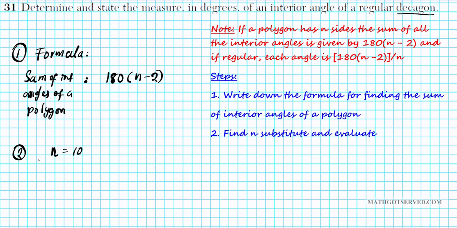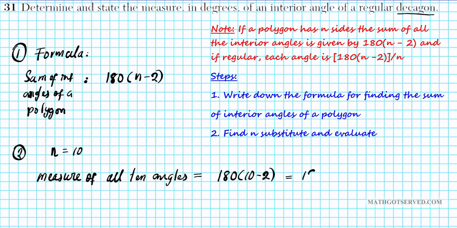Okay? So measure of all 10. I could have gone directly to the final formula, but there's something I want to highlight here. That's why I'm doing it this way. So you're going to go 180 times, I'm sorry, n is 10. 180 times 10 minus 2. 10 minus 2. If you compute that, we're going to have 180 times 8, which is equal to 1,440 degrees.